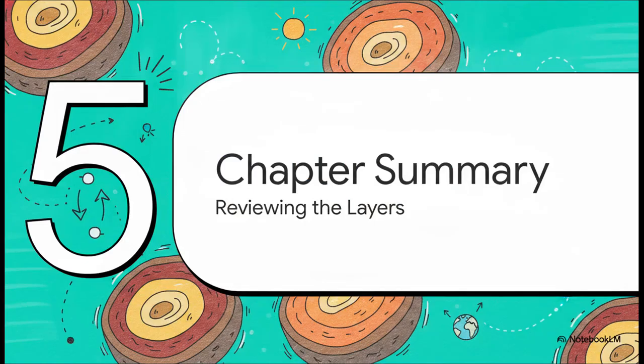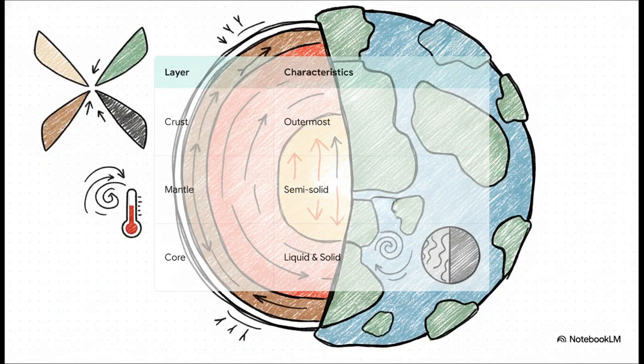Section 5. Complete chapter summary. Let's consolidate everything we've learned at a glance. Remember our overarching theme? The interior of the Earth is much, much hotter compared to the surface. First, we have the crust. It's the outermost layer, and it's broken into moving plates, specifically continental and oceanic plates.